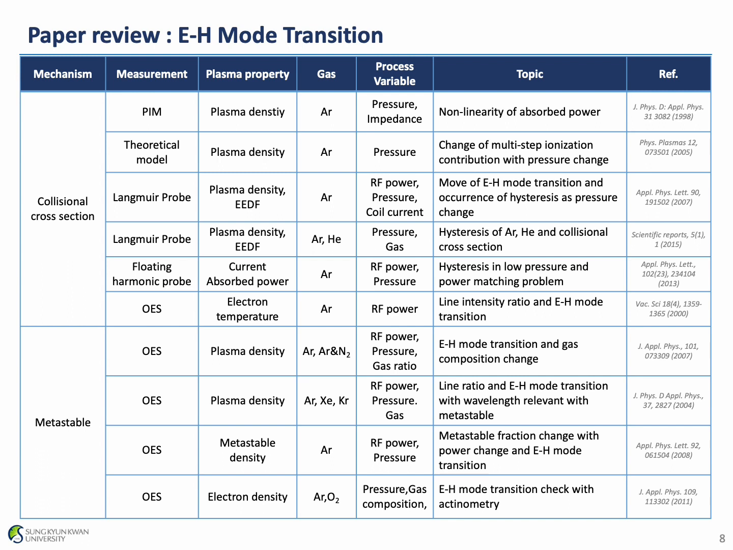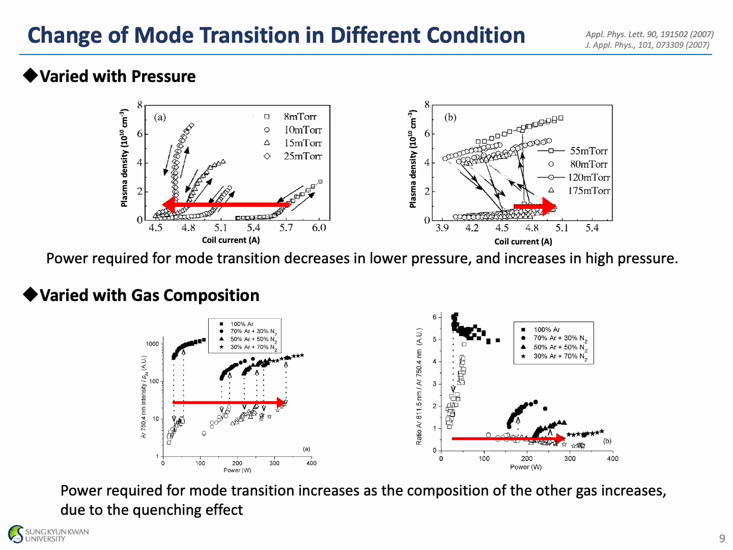One is that the paper shows each mode transition from the perspective of increasing the collisional cross-section, and the other is the increase of metastables that create stairs for the electrons to facilitate the ionization reaction. The mode transition could be varied with the process pressure. At low pressure, the required power for mode transition decreases, and it increases at high pressure.